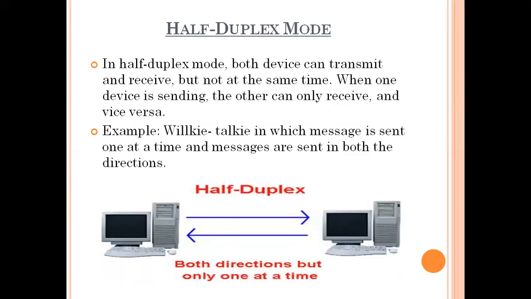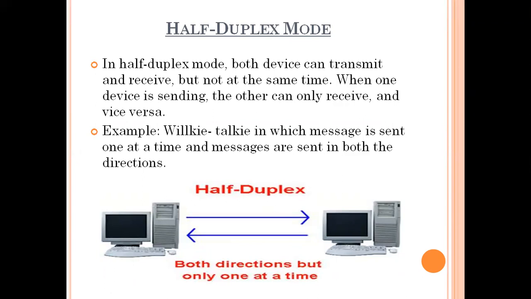Next is half duplex mode. In half duplex mode, both devices can transmit and receive but not at the same time. When one device is sending, the other can only receive and vice versa. It means that both devices are capable of sending and receiving data, but it's not possible at the same time. When one device is sending, the other device can only receive.